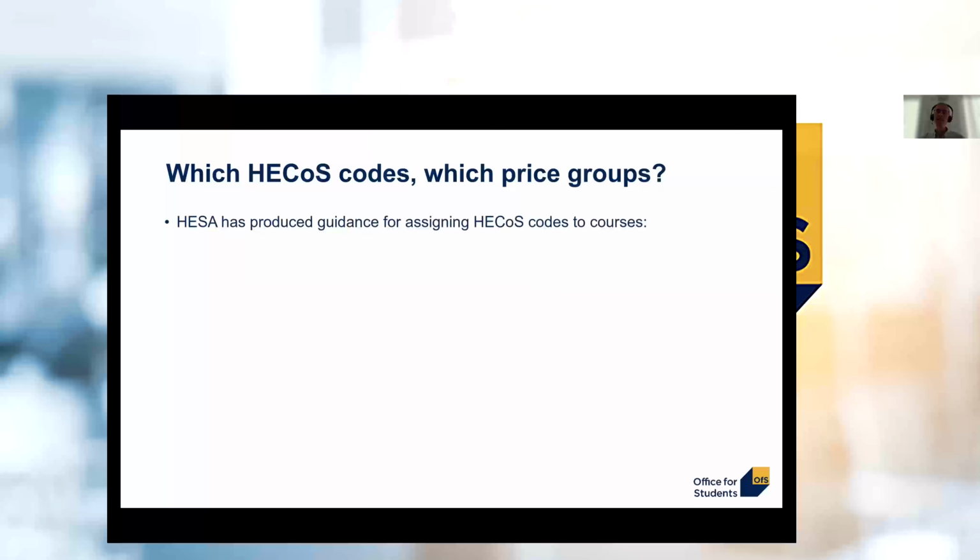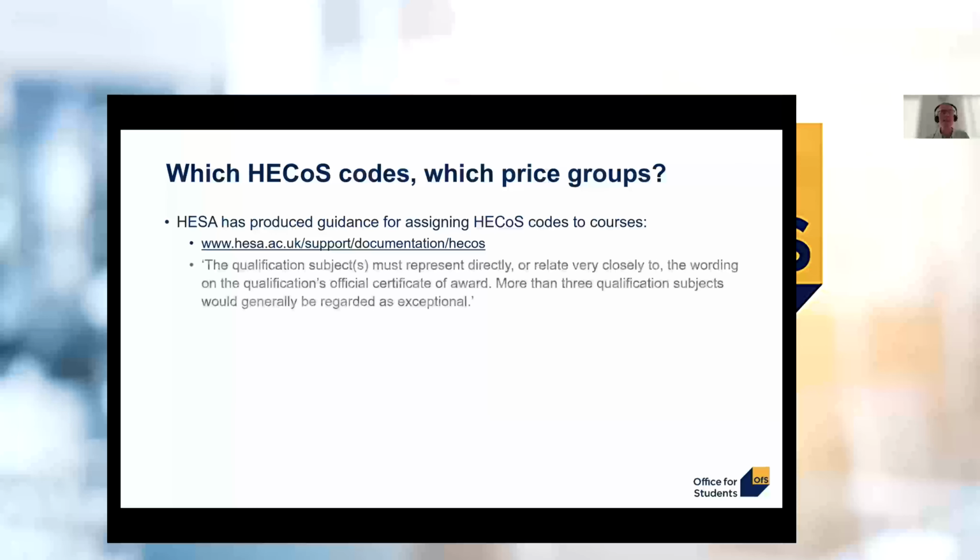As noted, HESA has produced guidance for assigning HECOS codes to courses. That's the address, hesa.ac.uk/support/documentation/HECOS. And this says the qualification subject or subjects must represent directly or relate very closely to the wording on the qualification's official certificate of award. More than 3 qualification subjects would generally be regarded as exceptional. Now, the last part of this quote suggests that it's possible that there may be a split between different subjects in different price groups. And we will look at that idea in a moment.